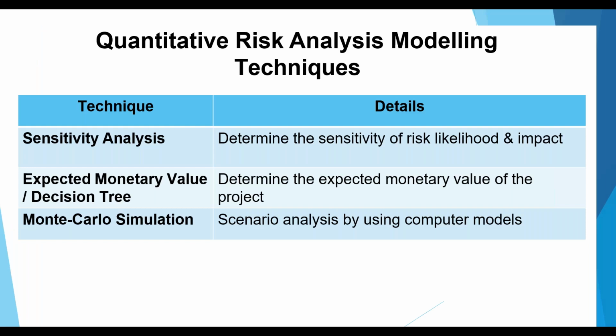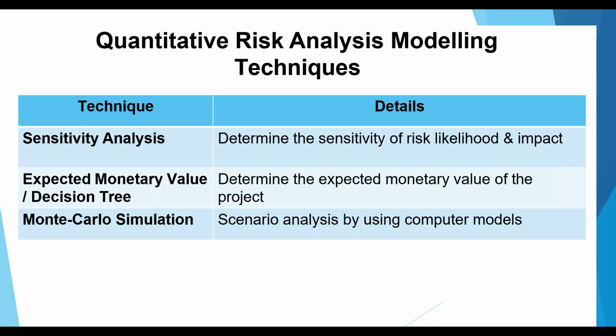We'll see some of the techniques commonly used by project companies for analyzing risk quantitatively. Sensitivity analysis is one technique, which determines the sensitivity of risk likelihood and impact. Another important technique is the expected monetary value technique, which we also call decision tree analysis. It is usually done by project companies, especially for construction projects or major projects, and it will determine the expected monetary value of the project.